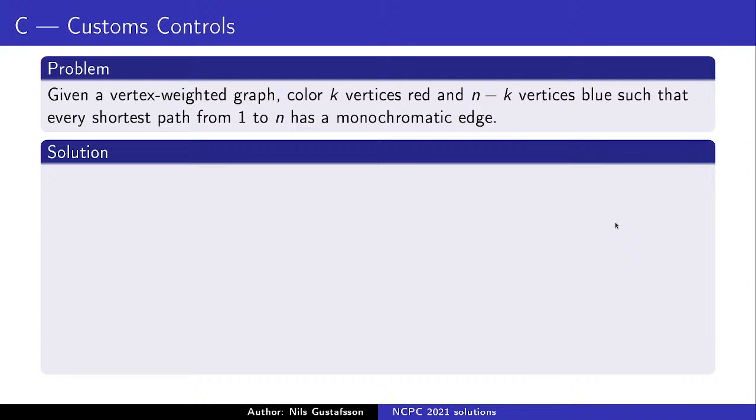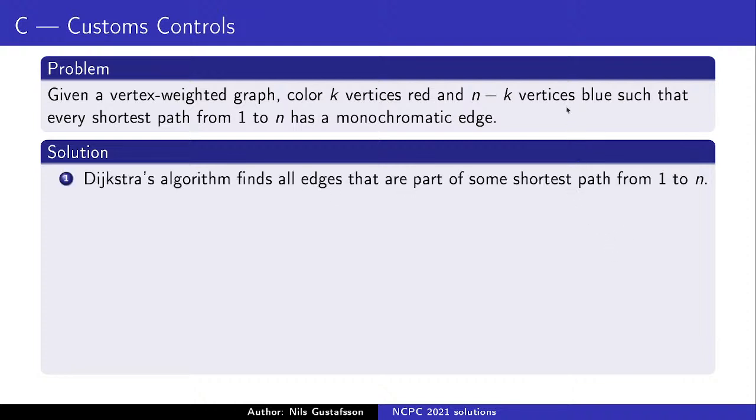So here we got a vertex-weighted graph, and the goal was to color k of the vertices red and n-k of the vertices blue in such a way that every shortest path from 1 to n has a monochromatic edge. So there's not allowed to be any shortest path from 1 to n which is alternating back and forth between red and blue. So that's the problem. The first step is to figure out what the shortest paths are in the graph from 1 to n.